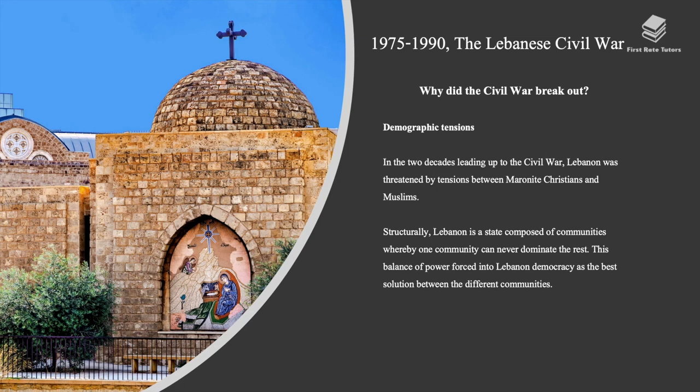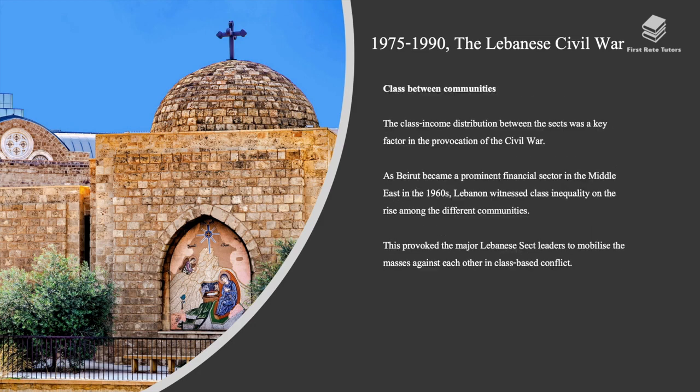So first of all, it was because of demographic tensions. In the two decades leading up to the civil war, Lebanon was threatened by tensions between Maronite Christians and Muslims. Structurally, Lebanon is a state composed of communities whereby one community can never dominate the rest. This balance of power forced democracy into Lebanon as the best solution between the different communities.